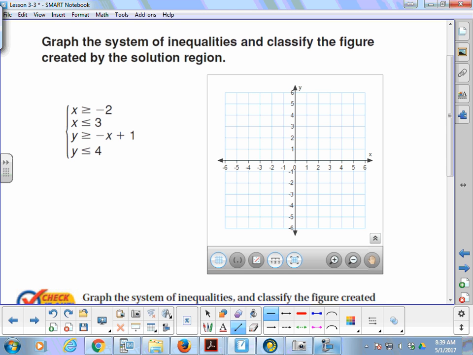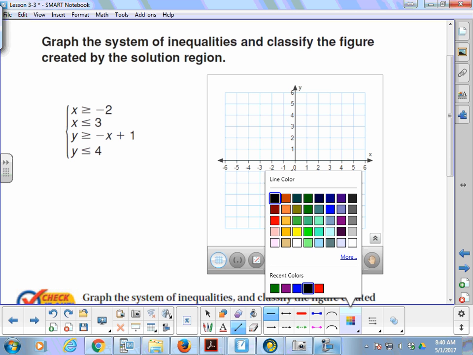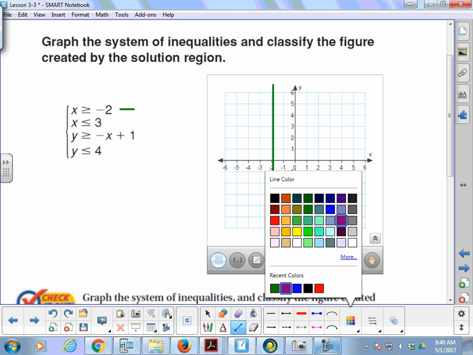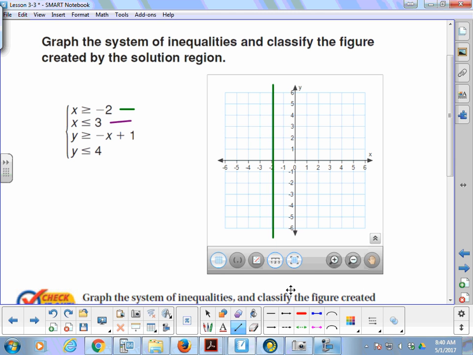I'm going to draw this with 4 different colored lines. We'll start with this fun green: x is greater than or equal to -2. What kind of line is that, horizontal or vertical? All the x equals are vertical, so x equals -2 is a vertical line. x is less than or equal to 3, we're going to do that in purple. That's a vertical line.